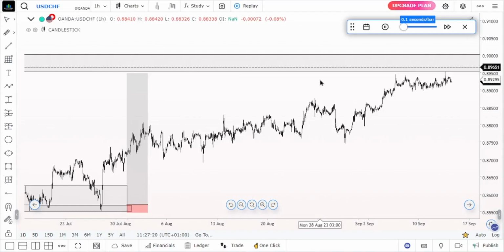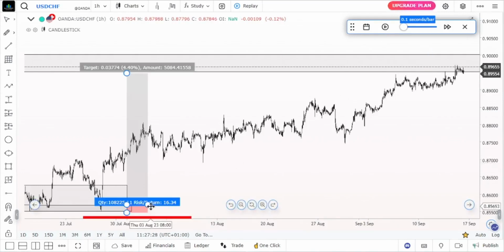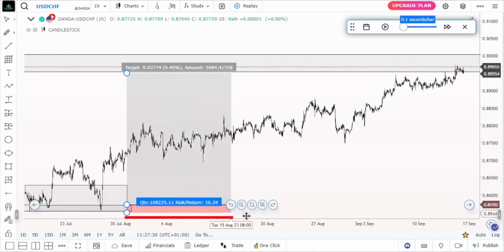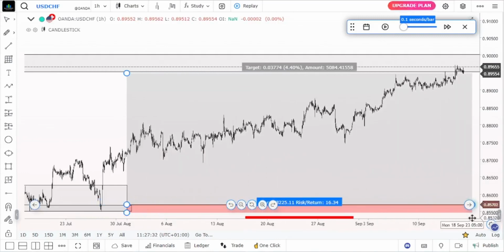Okay, so as you can see, our take profit has been smashed. Can you see that? Our take profit has been smashed. If you extend this to this point, can you see that? Our take profit has been smashed there. So that's the first example.